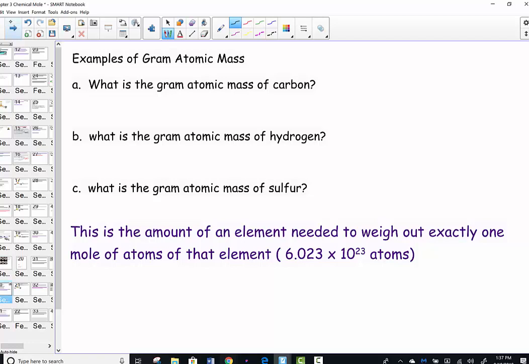On a piece of paper to turn in today, tell me the gram atomic mass of carbon, of hydrogen, and of sulfur. When I define the term gram atomic mass, I'm telling you that I want to know how many grams to get exactly 6.023 times 10 to the 23rd atoms of each of those elements. Tell me the gram atomic mass. Sometimes I abbreviate that. How much would you weigh out to get a whole mole of each of those elements?